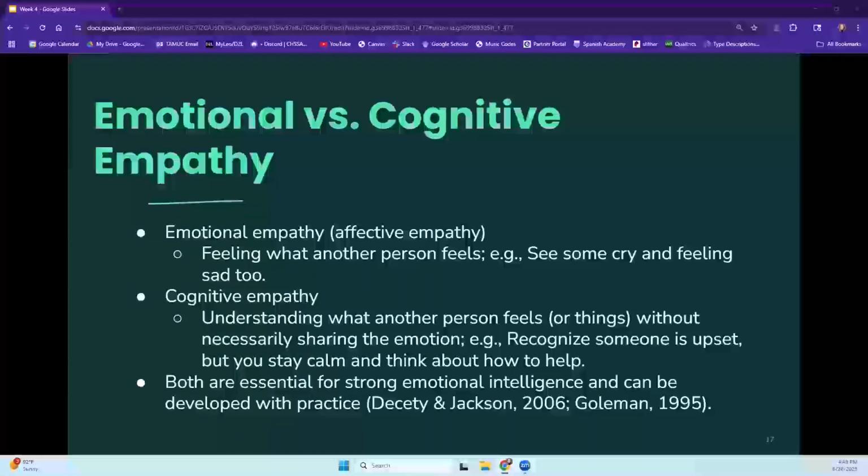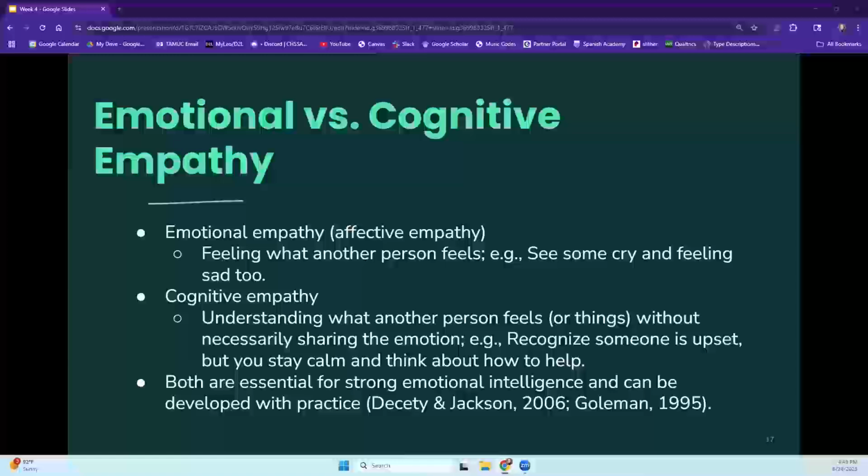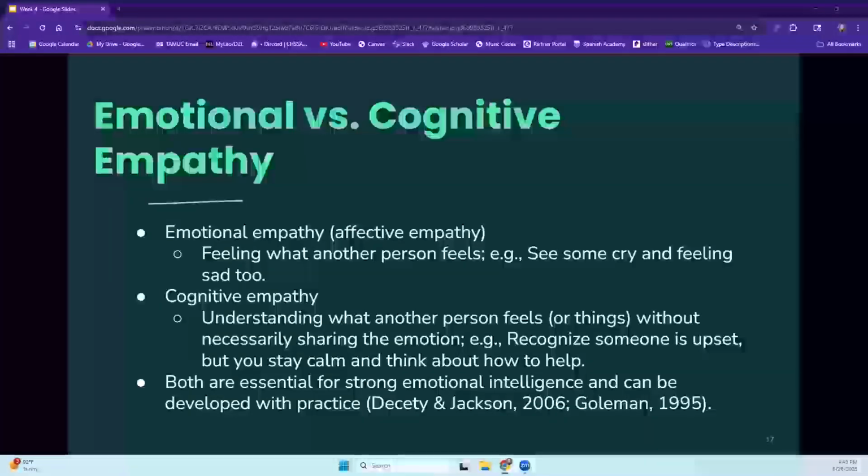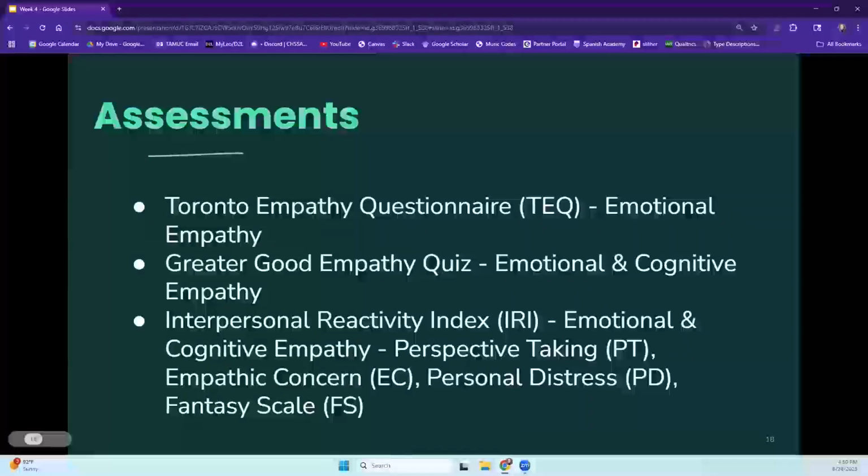Emotional empathy helps you connect. Cognitive empathy helps you respond effectively. And that's the distinction. Now, you took 3 assessments to prepare for week 4.